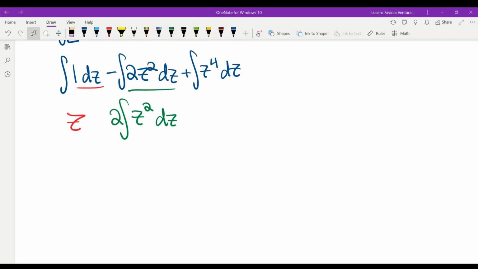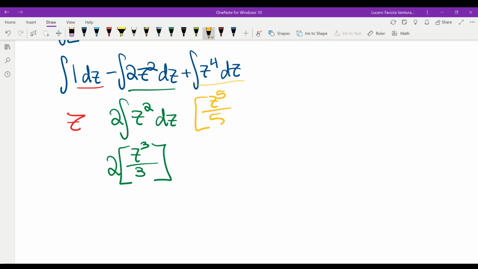So we get 2 times z to the 3rd power over 3. And there's no bounds. And then I'll integrate our last. And we get the integral of z to the 4th power, or in this case, it would be z to the 5th over 5 with no bounds. Then I'll rewrite it down here, just so we have all our functions together.